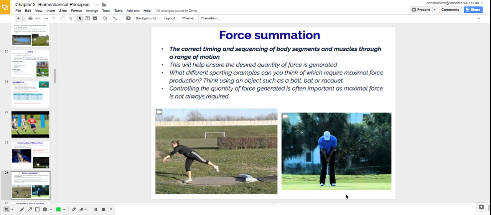Because if we look at our golfer here, they do not want to generate maximum force when they are putting on a golfing green. Okay, they need to actually modify that to not overhit the ball or not generate as much force.